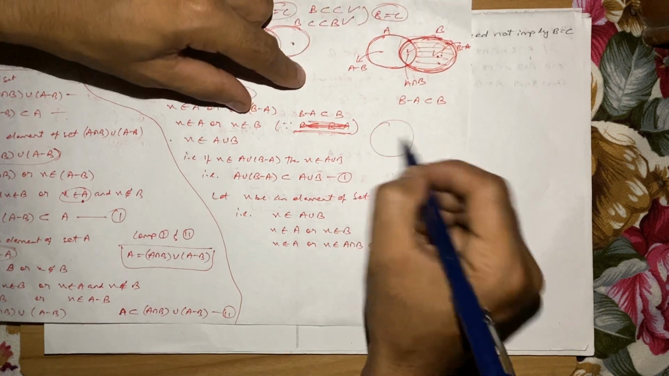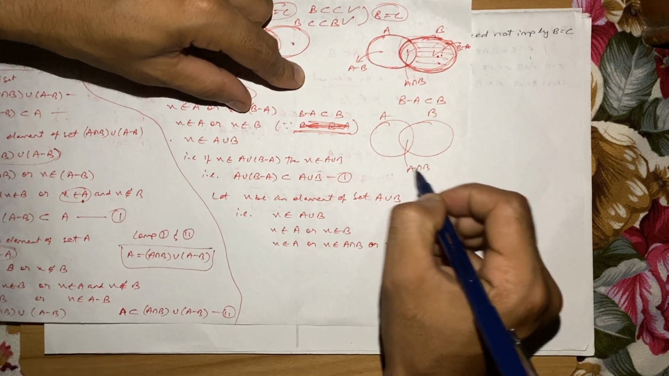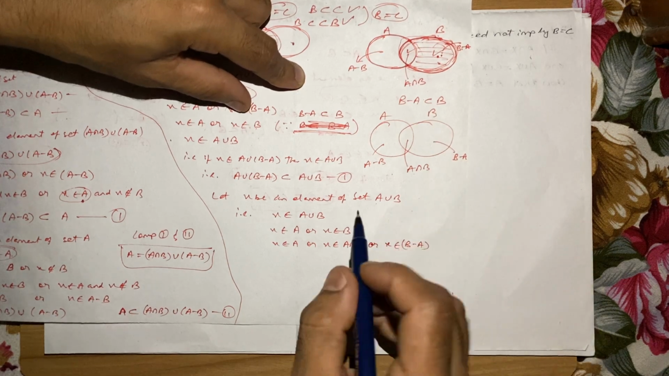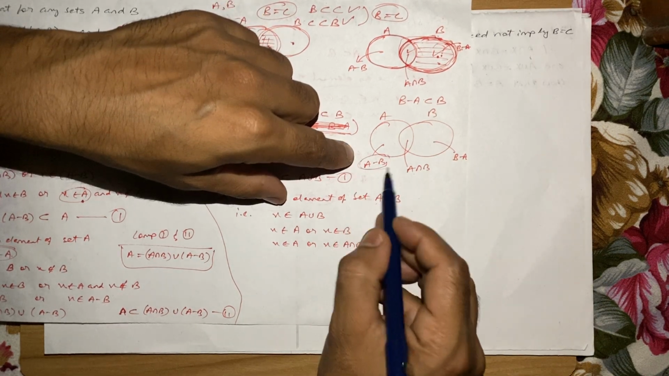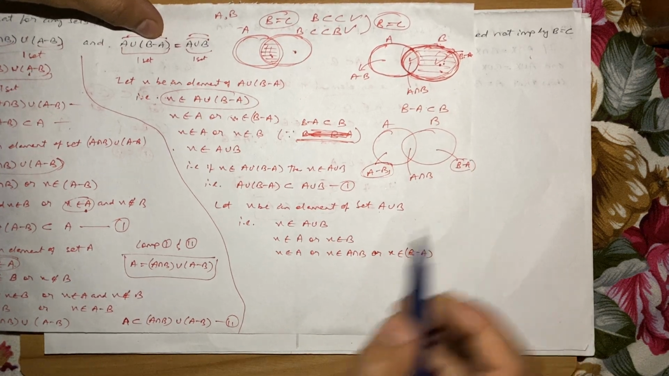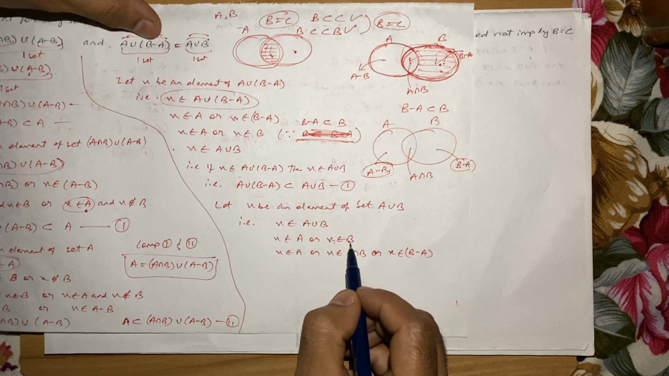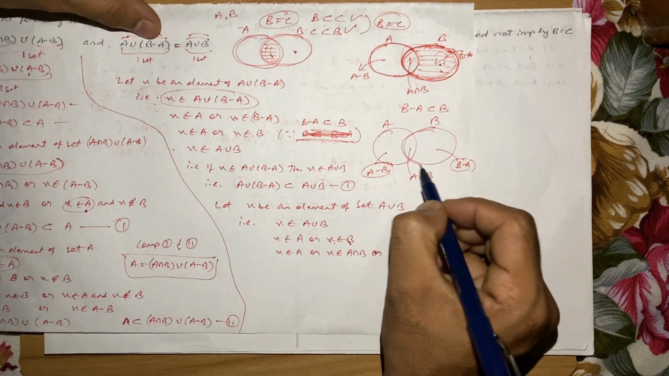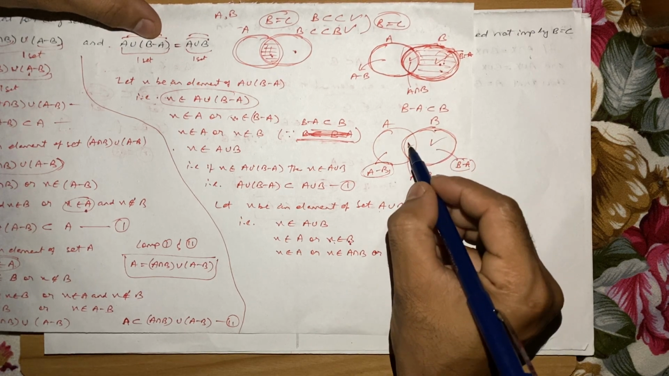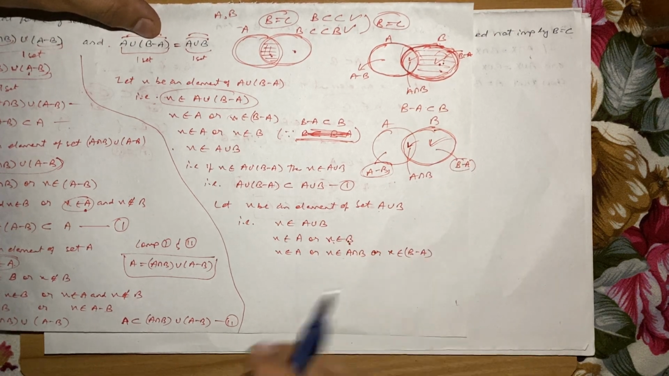Because there are two circles, right? In this way, A and B: this is A intersection B, this is A minus B, and this is B minus A. I am not concerned about this part, because here I don't need A minus B, I need B minus A. So I've broken this down into two parts. If X is an element of the set B, then obviously it may lie in the A intersection B region or it may lie in this region. I have broken this into two parts.